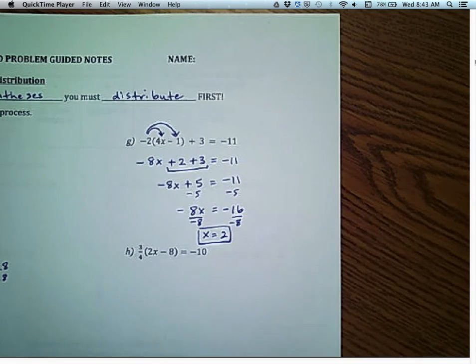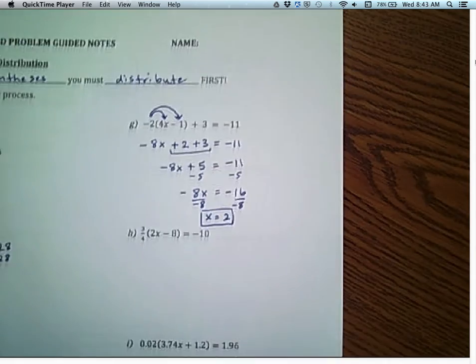Okay, you do need to be showing all your work on these problems, so please make sure that you are showing all your work. If you haven't done that, you're going to need to go back and do that. I'm going to be taking a look at these notes to make sure that they are completely done when I see you next. All right, H has a fraction in it.